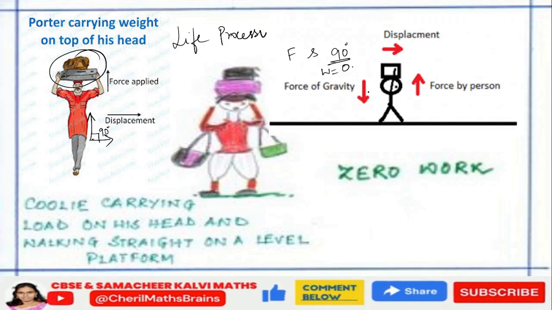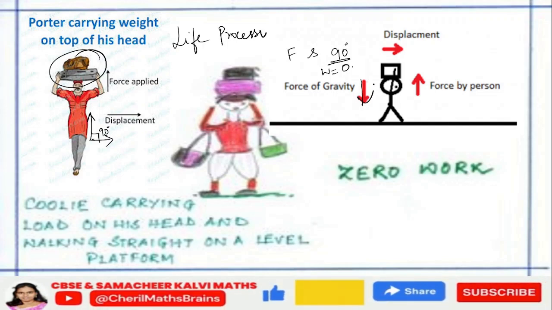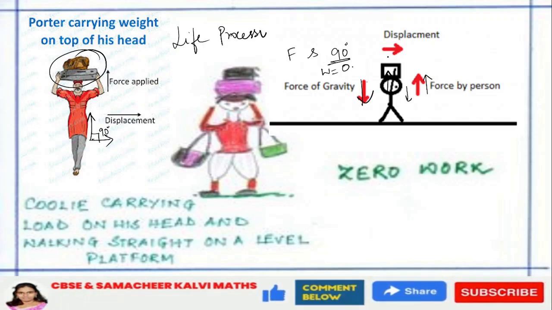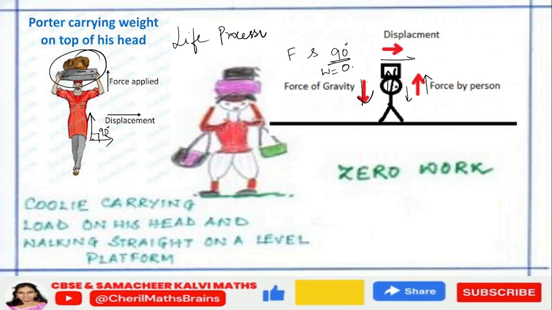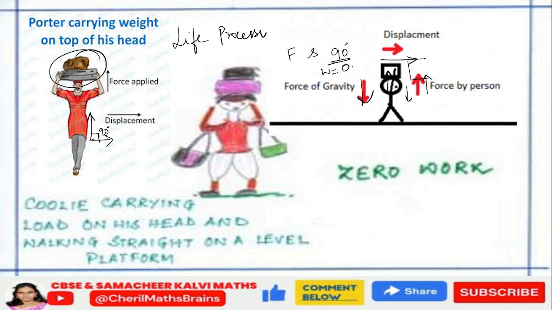Okay, so here you can see that the force of gravity is what? Pulling here. But what is the force given by your hand? It is going to be in the upward direction. Okay, the force by the person is upward, the force by the gravity is downward. But where are you moving? You are moving in this direction. So what is the angle between these two? The angle between these two is going to be what?